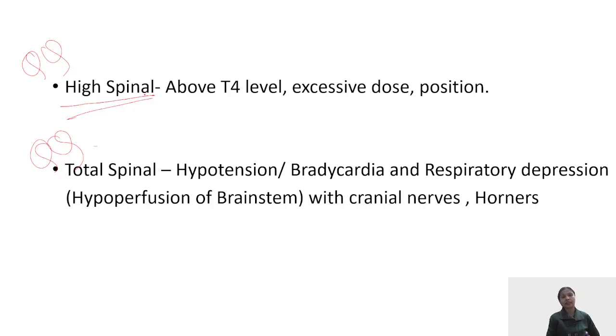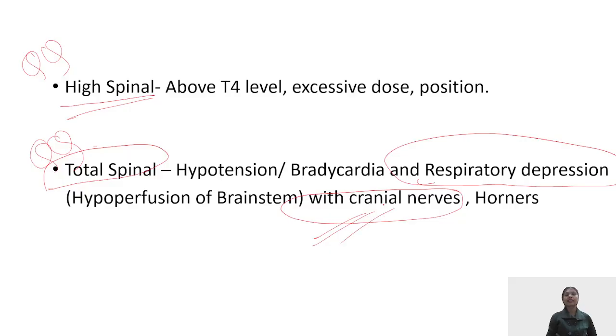That is high spinal. When we talk about total spinal, it is the involvement of your brain stem. You have hypoperfusion of the midbrain. Your cranial nerves get involved. That is the total spinal. You have hypotension, bradycardia. Those two are also present in high spinal. But in total spinal, you have respiratory depression along with the involvement of your cranial nerves. Brain stem gets involved. That is total spinal.